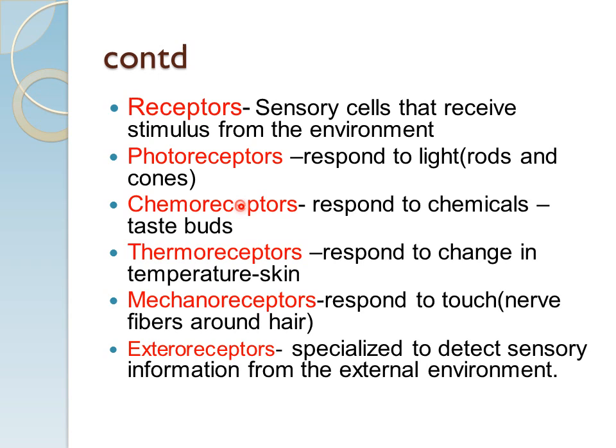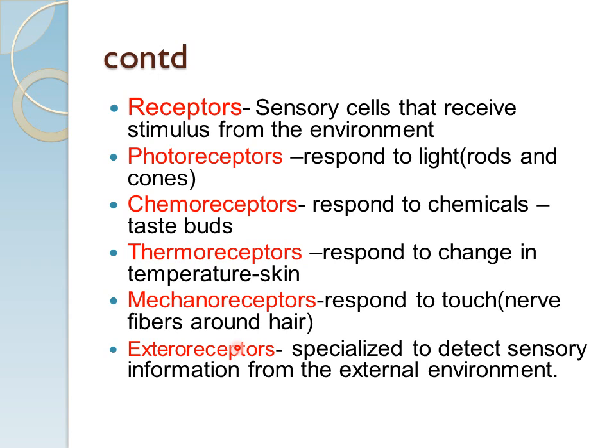Next come the mechanoreceptors, which respond to touch. There are several nerve fibers around our hair. This is an example: when we touch near the hair, we feel the touch of the fingers. So these are mechanoreceptors. Next come the exteroreceptors, which are specialized to detect sensory information from the external environment. Anything from the external environment whose information we receive is detected by exteroreceptors. This is all about receptors, sensation and stimuli.